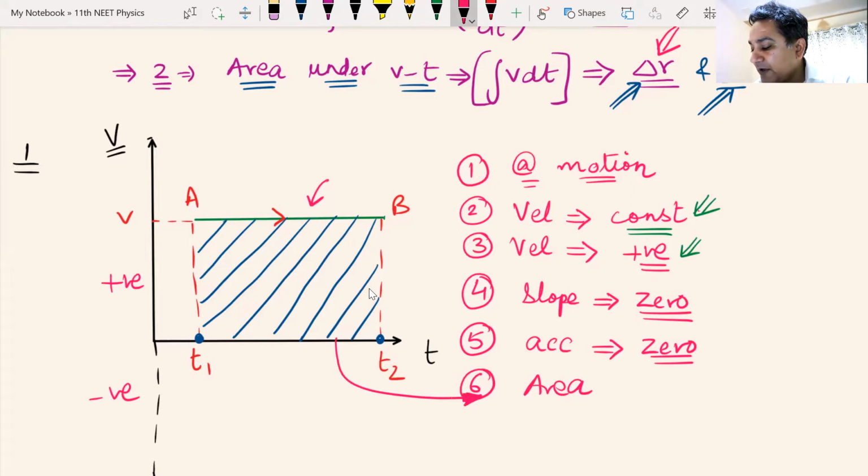Am I clear? This area gives me the displacement of the particle. Can I have some raised hands? Shall we understand this? So this area gives me the displacement of the particle.